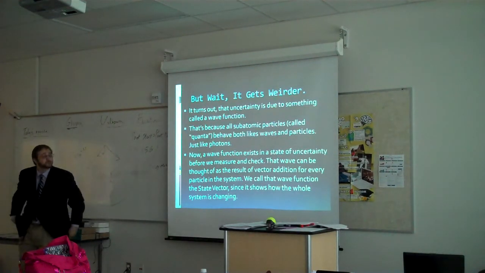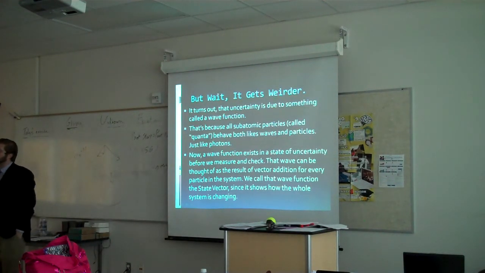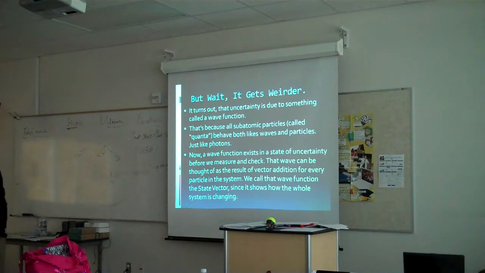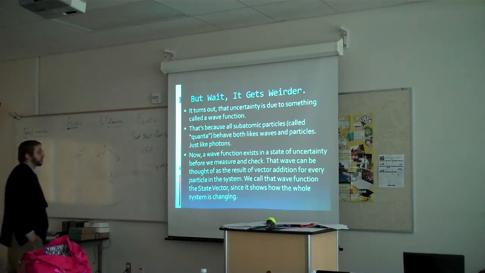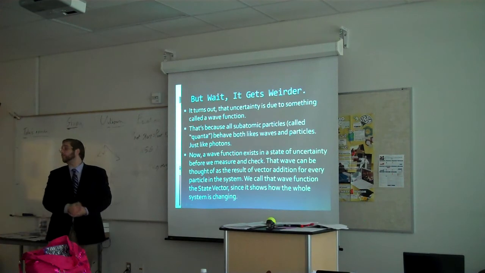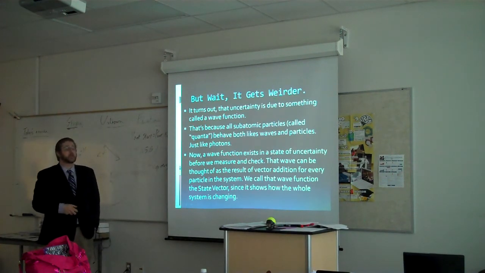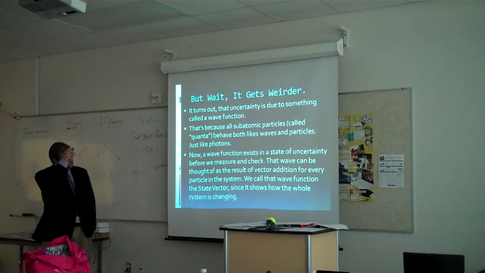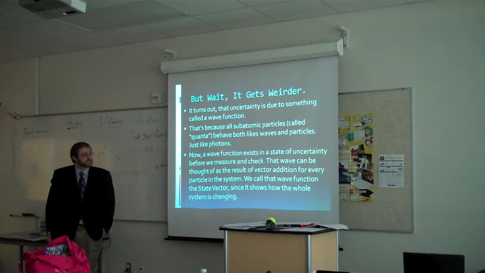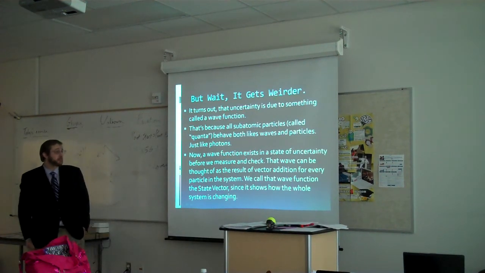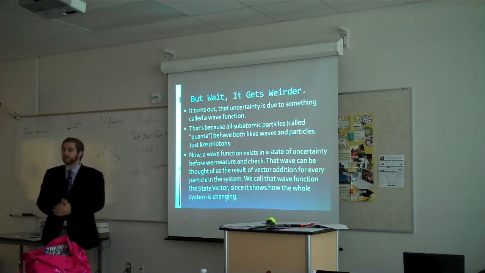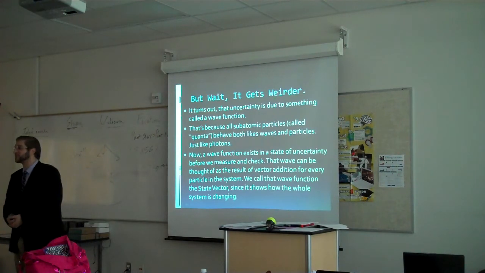It gets weirder. Uncertainty is due to something called a wave function. That's because all subatomic particles, called quanta, hence quantum dynamics, or quantum mechanics, behave both like waves and particles, just like photons. Now, a wave function exists in a state of uncertainty before we measure it and check it. And that wave can be thought of as the result of vector addition for every particle in the system. Because it's what's happening with everything in the system, we call it the state vector.